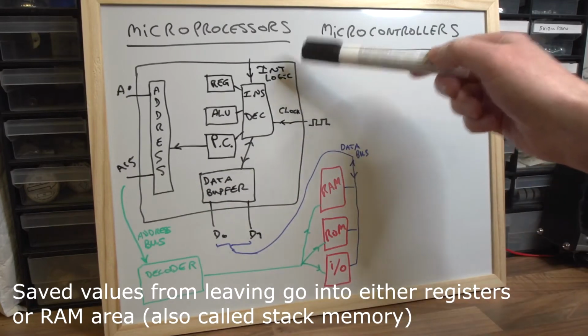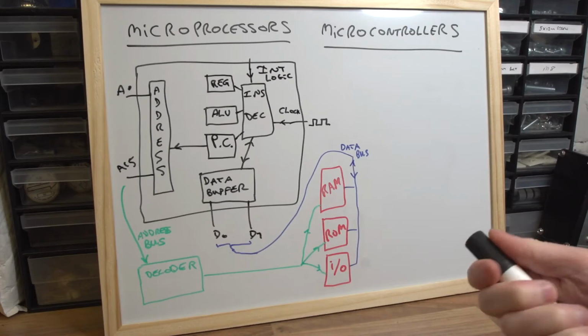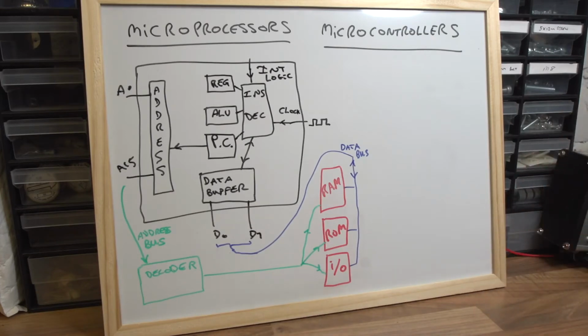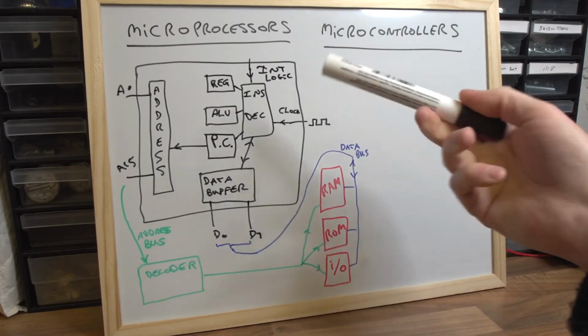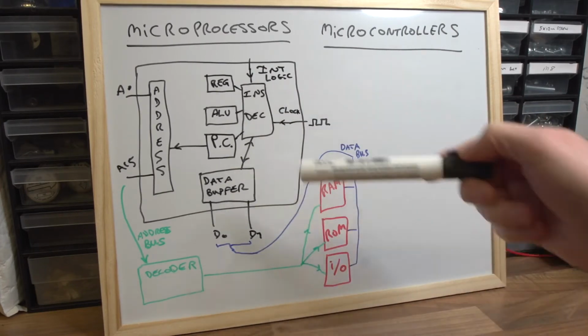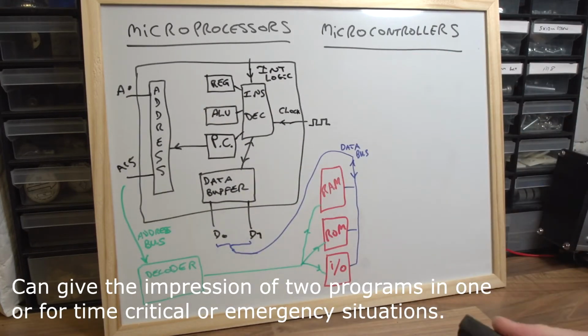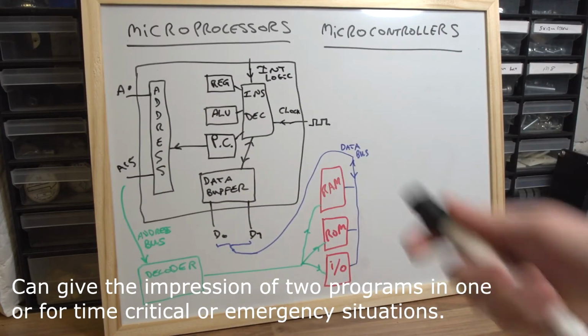So the interrupt is very handy for multitasking. You may want to do more than one thing at a time. You might want a series of things to happen at the same time, and it allows you to give the impression of a multitasking system where you've got two processors working at the same time, depending on how you write your code to operate from the interrupt logic or the interrupt pin coming in.